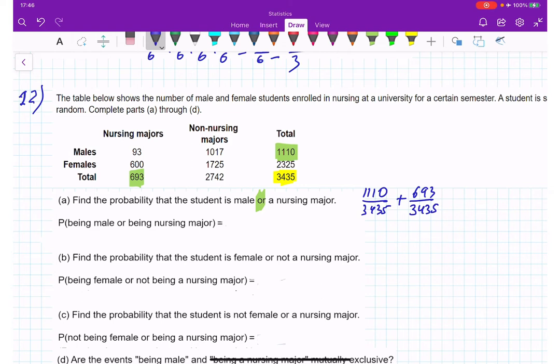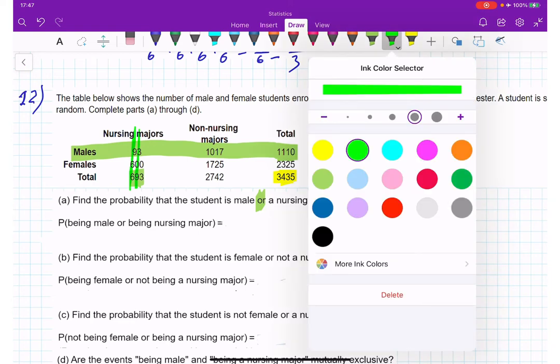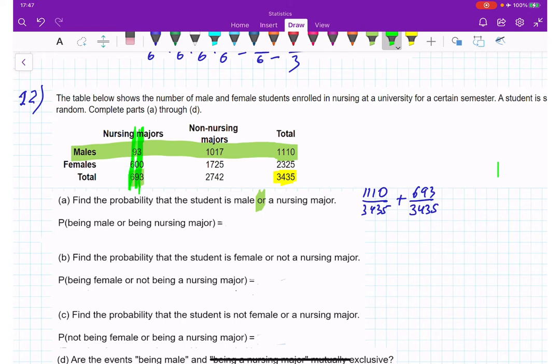Look, when it's asking for male, student male, here is male, right? Student is male, so it's going horizontally. Then I have nursing major, it's coming vertically. That's where they are repeating each other, 93, see? 93 people have nursing major and are male, so 93 people repeat in this one and repeat in this one. Therefore, we need to do minus 93. It's similar to the previous problem when I said it's repeating. Over 3435. If you solve it, you get 0.498.